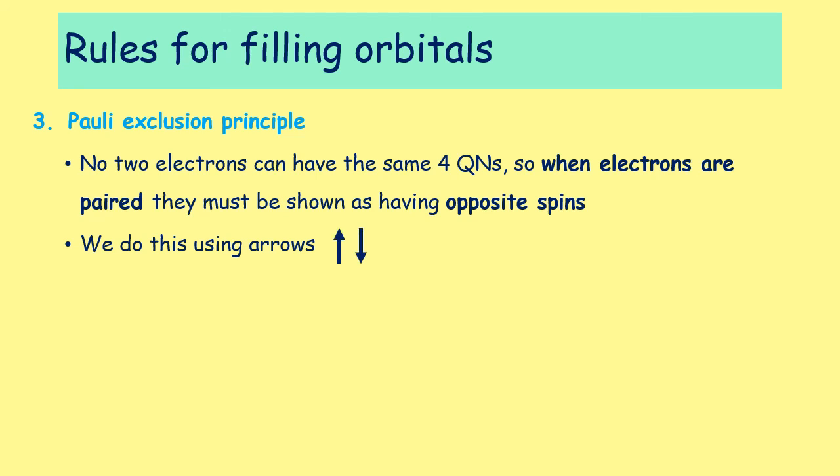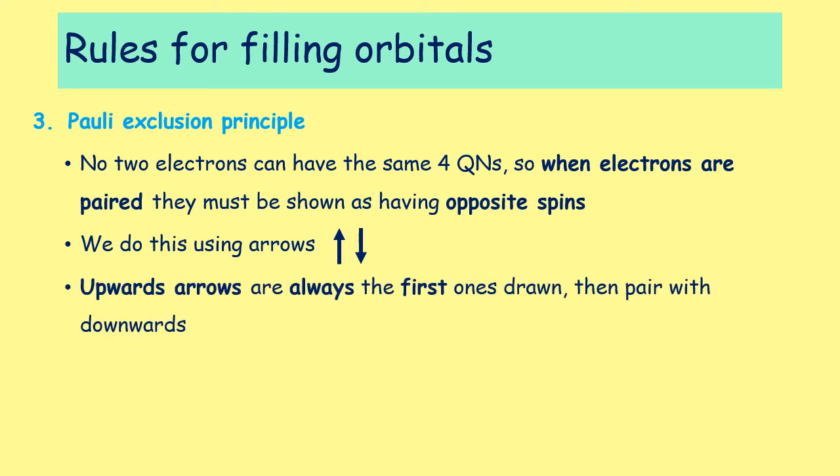So we show one as an arrow pointing upwards, one as an arrow pointing downwards if we're drawing a diagram for this. Usually we do upward arrows first, and then we start pairing them with downwards arrows. And you're allowed to use double or single-headed arrows.